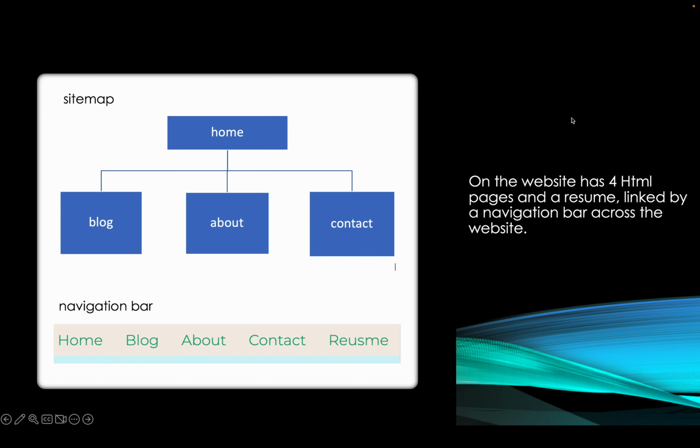First, let's see the overall of my website. I have 4 HTML pages, including a home page, a blog page, about, and contact. And there's a resume link inside of the website too. They are grouped into a navigation bar here, and you can click a link to navigate to every single page.